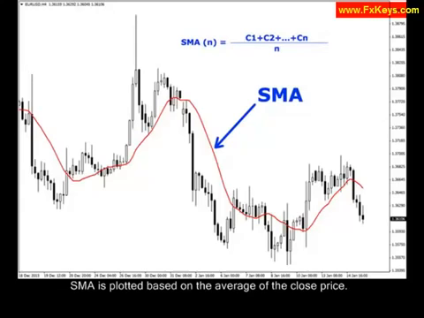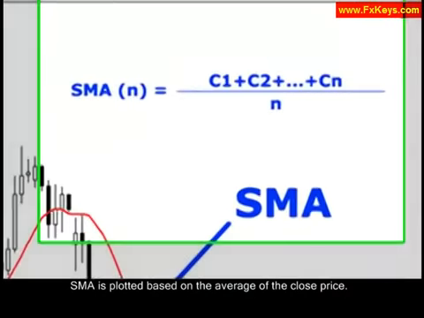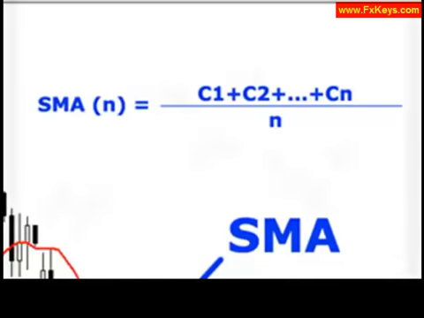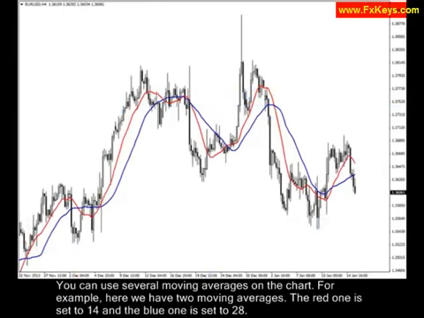SMA is plotted based on the average of the close price. N is the period. For example, when N is set to 14, then the average of 14 close prices will be calculated to plot a point on the chart. You can use several moving averages on the chart. For example, here we have two moving averages. The red one is set to 14, and the blue one is set to 28.